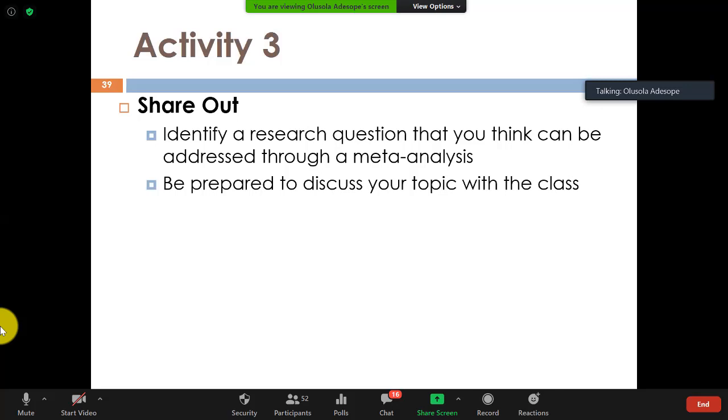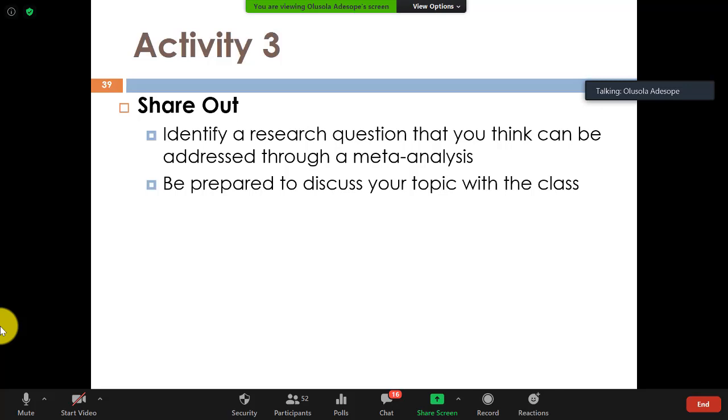No. I like to do meta-analysis in areas that the government is panting for answers. You know, people in policy, the school, the principal, vice chancellors, they need answers. So then that work can become so hot and relevant to stakeholders. So identify a research question that you think can be addressed through a meta-analysis. In the interest of time, I will have you think about that. We might have a question for you in the discussion post that will address that.